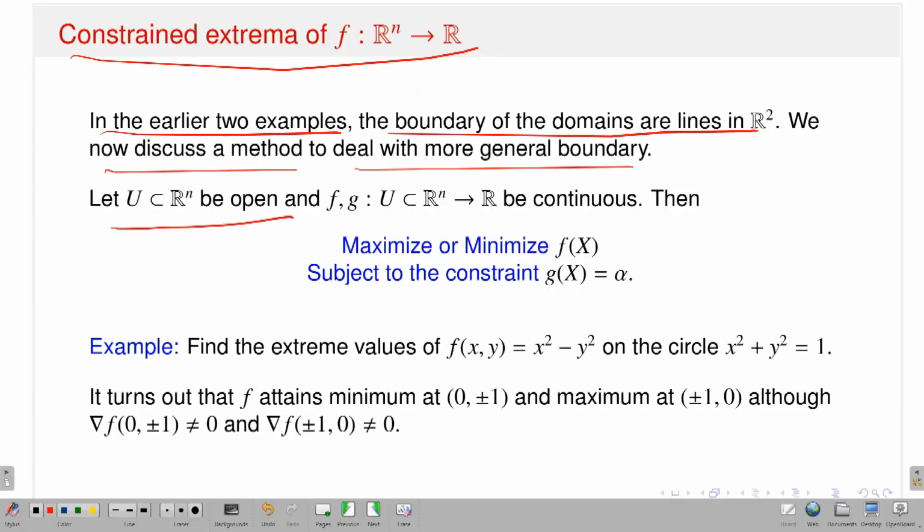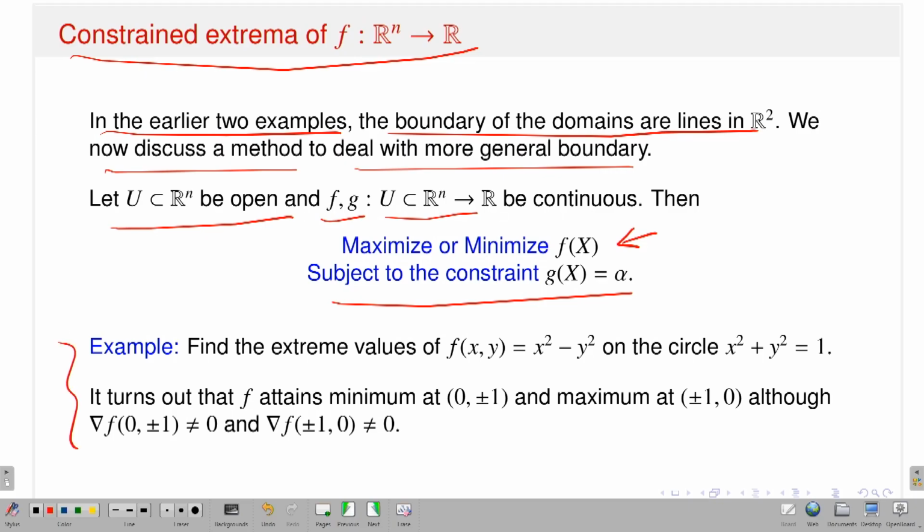Let U, a subset of Rn, be an open set, and f and g two functions from U to R. Suppose these are continuous functions. Then what I want is to maximize my function f(x) subject to the constraint g(x) = alpha. So that's the real problem I have to do. I want to extremize my function f(x) subject to the condition that g(x) = alpha. That means I want the points where my function attains an extremum, and those points should satisfy the condition g(x) = alpha. Those are the kind of problems I would like to handle.